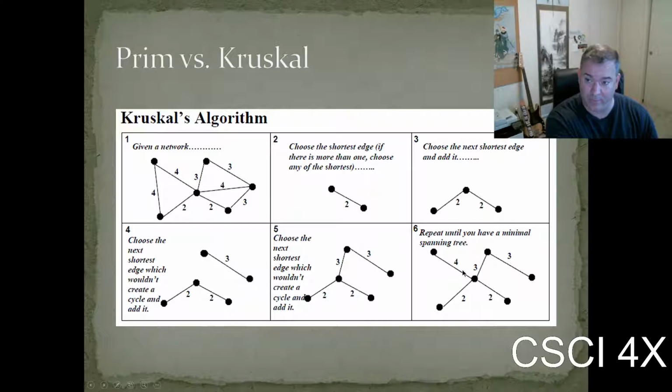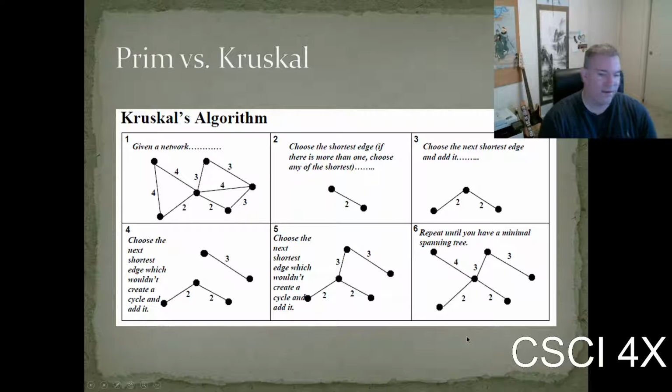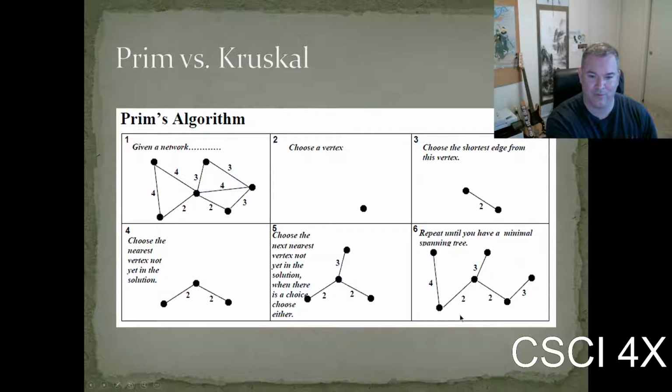By the way, don't pay any attention to the fact that these are superficially different, because do you see how it's a 3 and a 3 and a 4 and a 4? Yeah, if you get a tie, flip a coin, right? It doesn't matter. But can anyone think of a scenario in which Kruskal's algorithm will work and Prim's won't work?